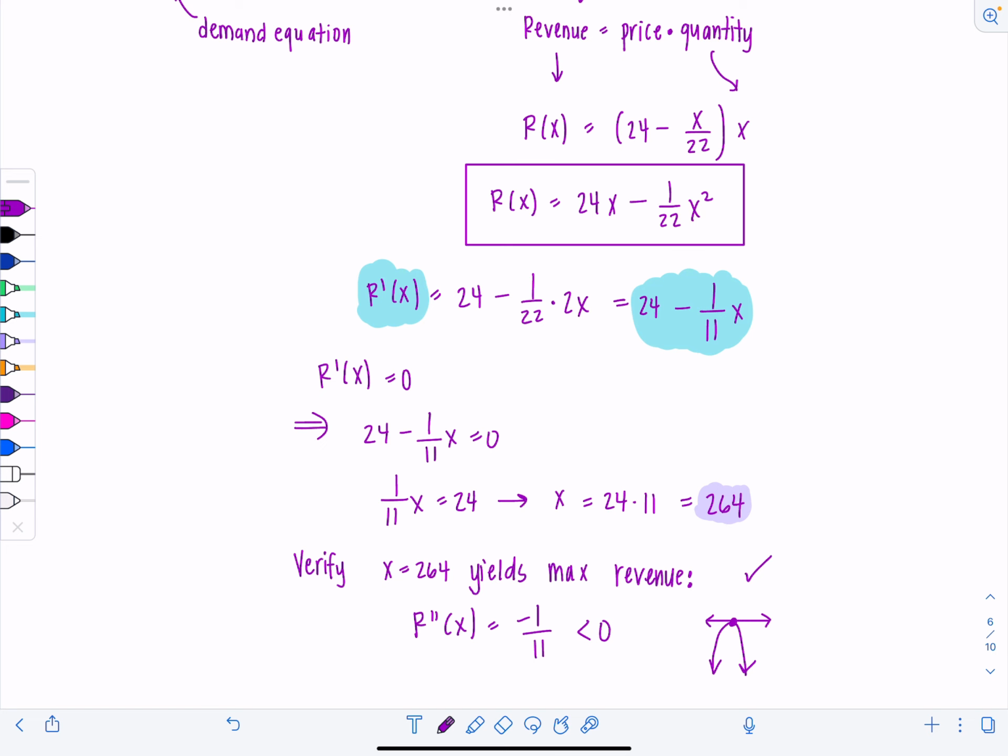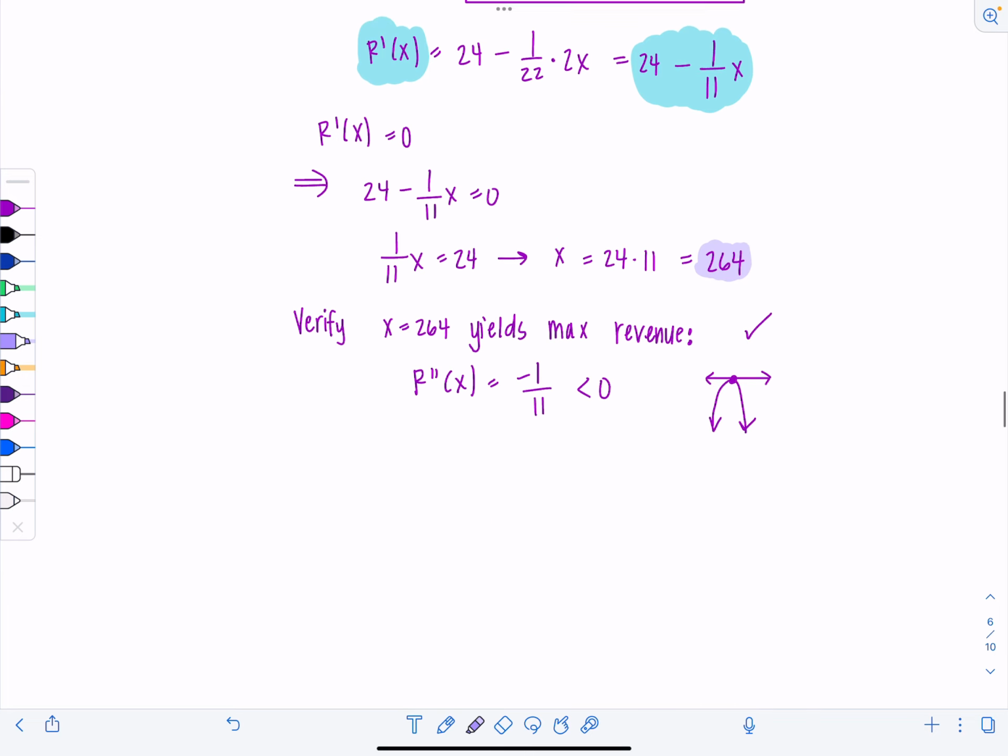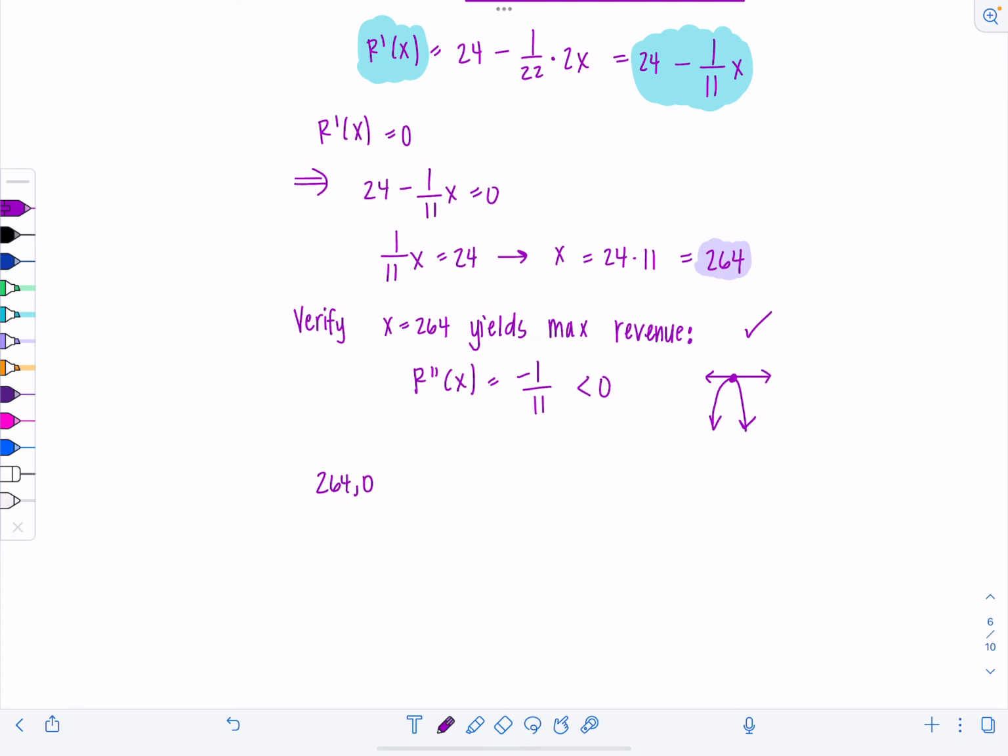All right, so let's make sure we answer the question now. It says how many candy bars must be sold? Okay, it's not 264. The answer is 264,000 candy bars.